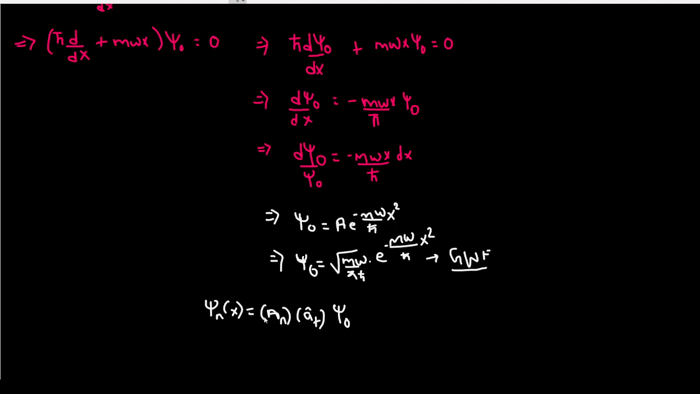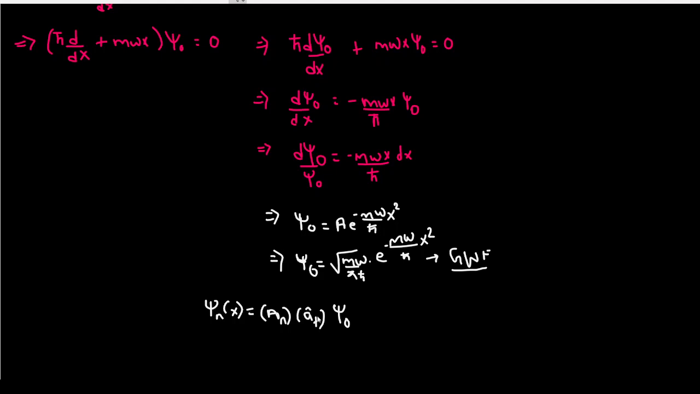A n is the normalization constant, but remember, a n is not the same as root of m omega upon pi h cut. It is different. It depends upon your value, 1, 2, 3, 4. It is not the same as a here, which is m omega upon pi h cut. Okay, and what is this? This is the raising operator.